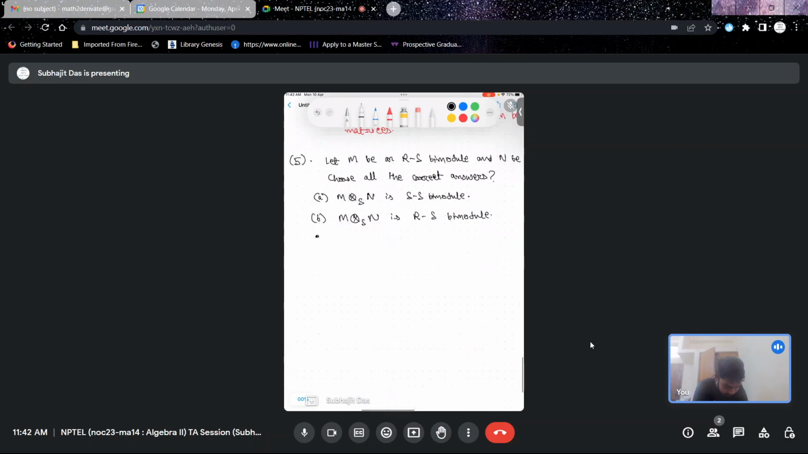The third one is saying that M tensored over S with N is an ST bimodule, and option D says that M tensored over S with N is an RT bimodule. So as we said, only option D will be correct.